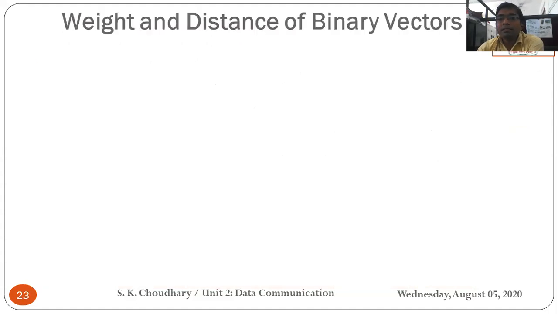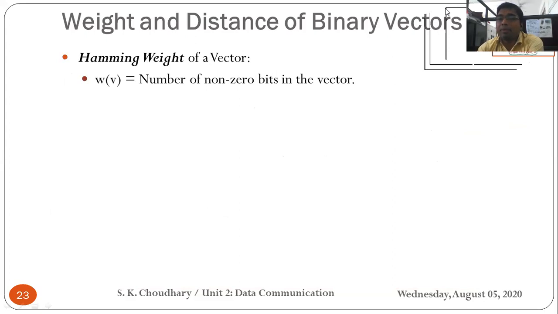Now we will see another topic, called weight and distance of binary vectors. We saw yesterday the limitation of the single bit parity check. To overcome this, we use the concept called Hamming weight and Hamming distance for binary vectors. This is very useful to detect as well as correct errors in digital communication. First of all, what is Hamming weight of a vector? It is indicated as W(v). Hamming weight means the number of non-zero bits present in your vector.